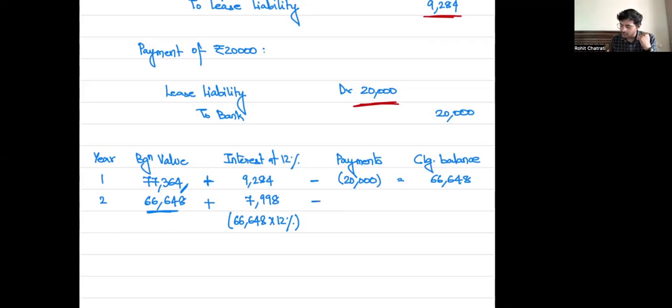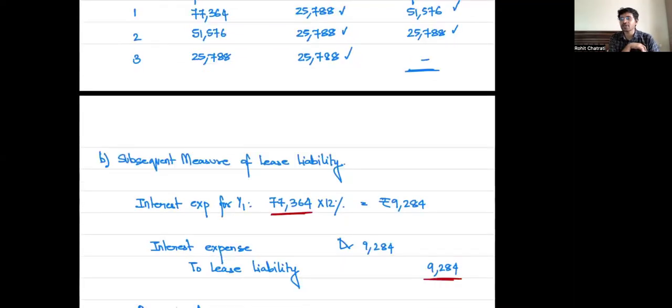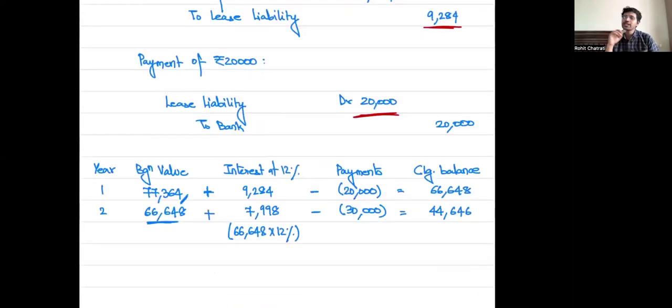And then we reduce payments of 30,000, and that is going to give us a closing balance of 44,646. So at the end of year two, lease liability is going to be 44,646 and ROU would have been 25,788. All right. So ROU asset and lease liability are not equal at the end of year two either.